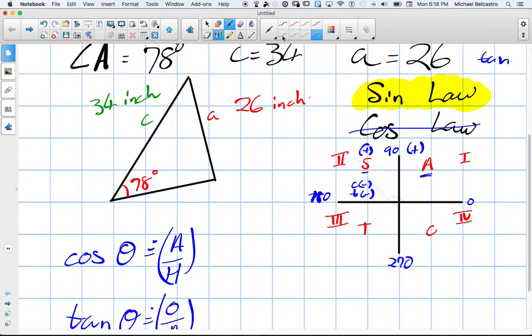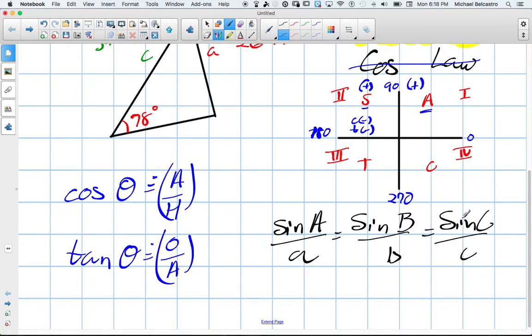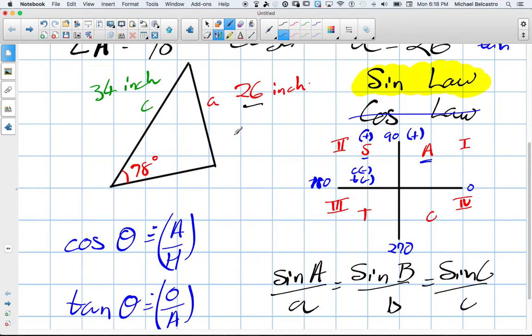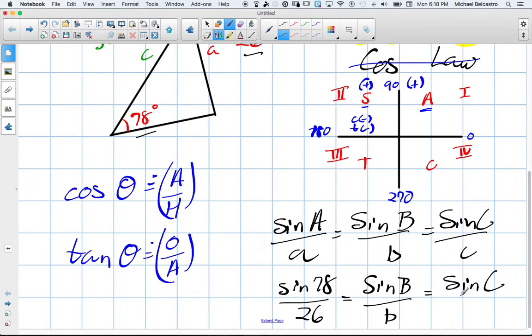I'm going to set up our sine law, put it in black here. We have sine of angle A over A is equal to sine of angle B over B, which is equal to sine of angle C over C. What measurements do we have? Well, we have side A is 26, angle A is 78. So I have sine 78 over 26. B, we don't know anything about side B or angle B. And angle C is unknown, so I leave it as C. But side C, we know it's 34 inches.